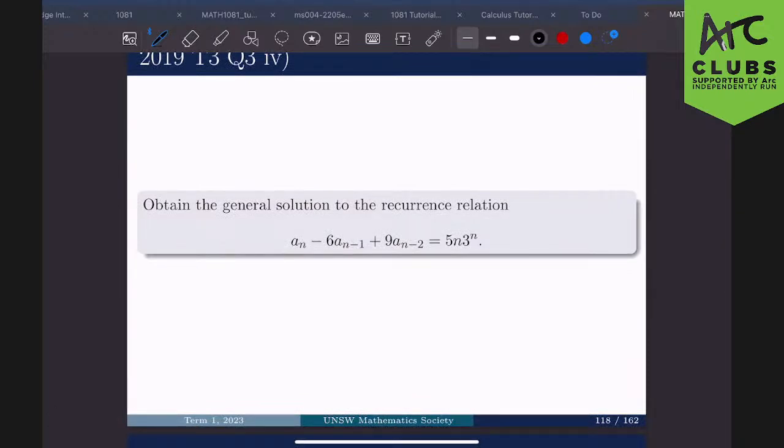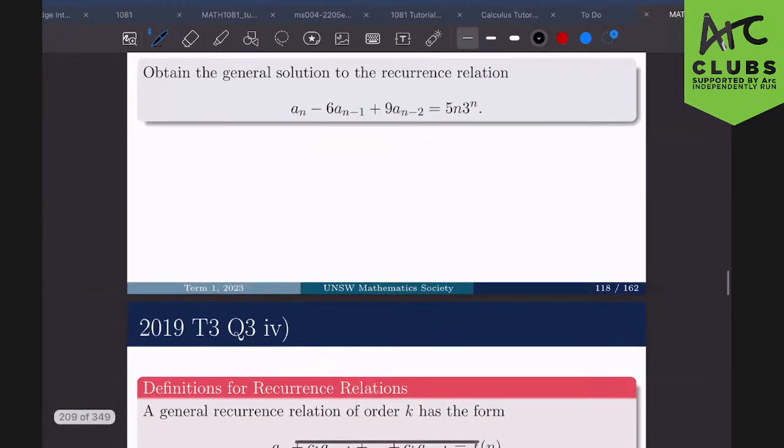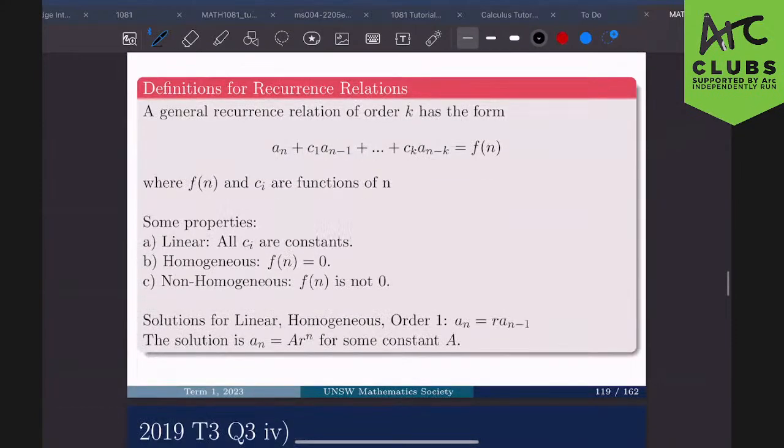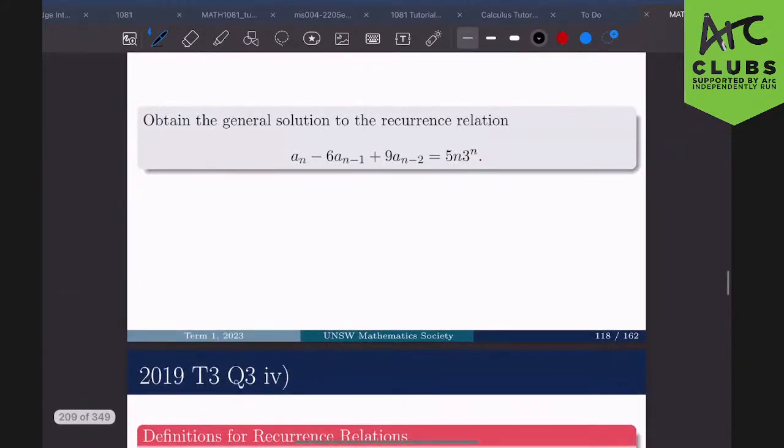Anyway, next up we've got a recurrence relation. This is a bit of a nasty recurrence relation. So we'll just quickly cover what actually is a recurrence relation, and the descriptions of it: linear, homogeneous, and non-homogeneous. Looking at our one, it's pretty nasty.